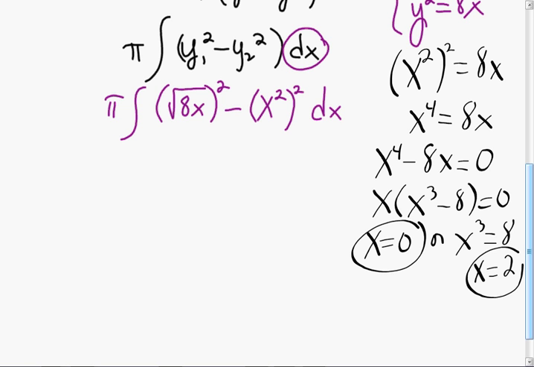This is algebra. You set every equation equal to 0. It's how you solve them. Can you do this by inspection? You're just looking at it? Yes. Or you solve it. X cubed equals 8, then you cube root both sides, you get 2.